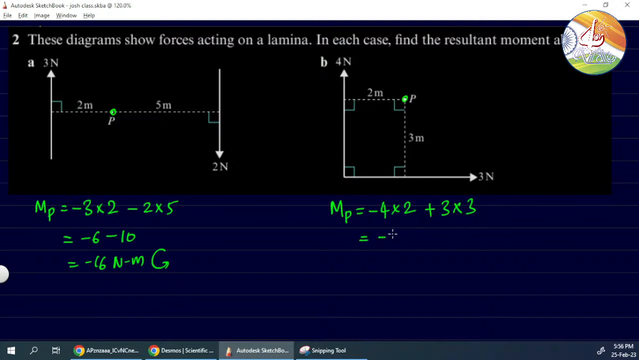So we get minus 4 × 2 = minus 8, plus 9. The answer is 1 Newton meter, and it is positive, which means it is in anti-clockwise direction. Okay. Yes.